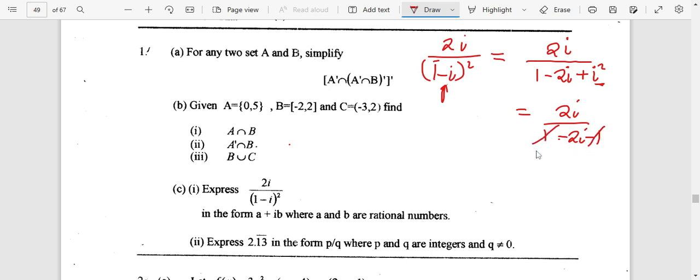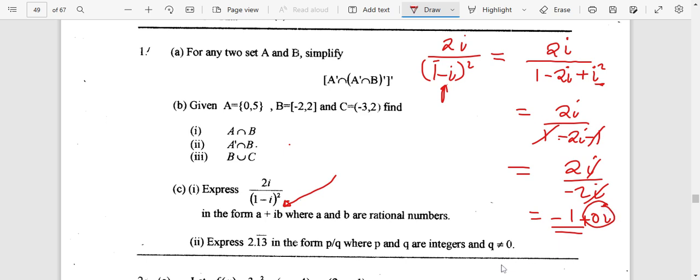This minus 1 and this one, they'll cancel out. So all we remain with is 2i divided by negative 2i. This i will cancel with that i. The negative 2 can go into positive 2, that will be negative 1. So this is it. We have expressed it in the form a plus ib. The meaning is that you have got 0i. Okay, you don't have any imaginary part, that's why you can't see it. So that's why it is just negative 1.